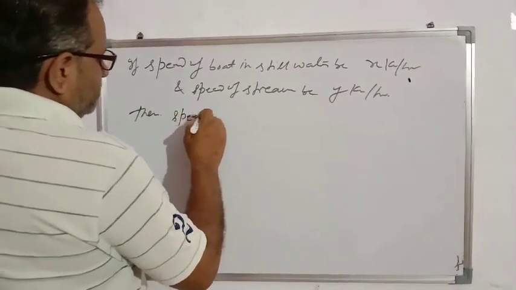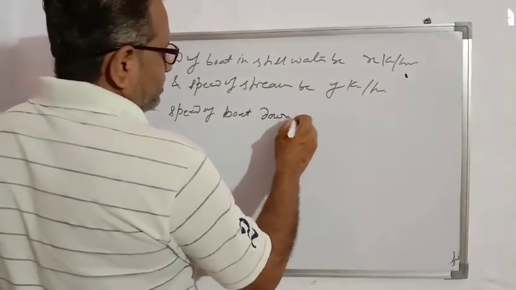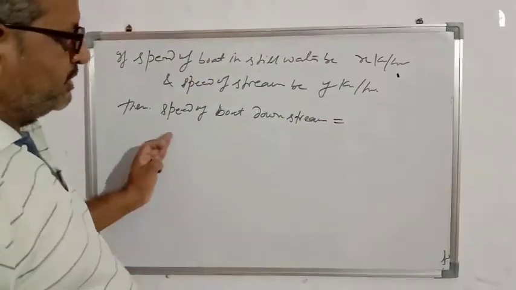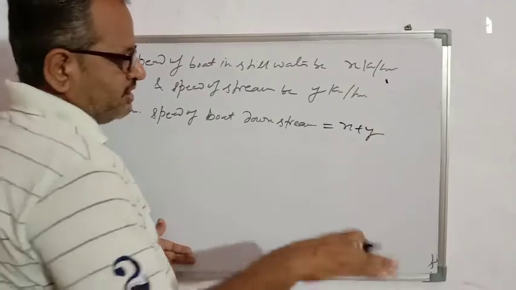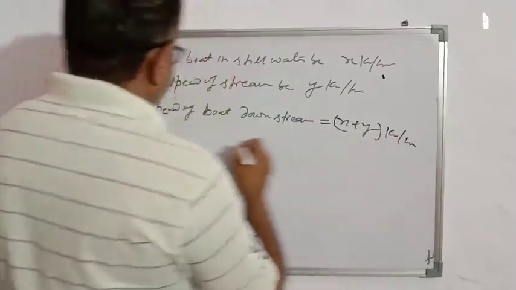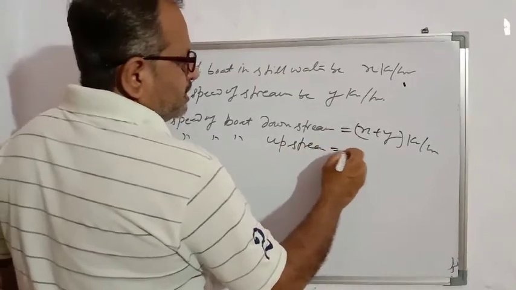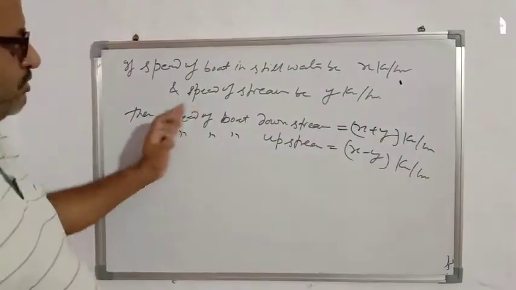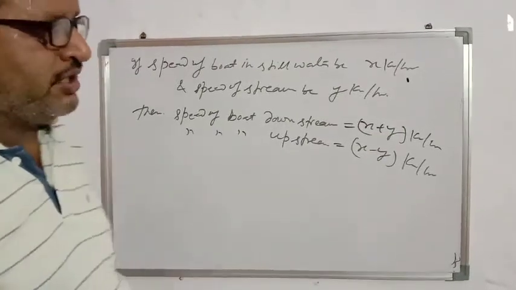the speed of the boat downstream, what will be downstream? Downstream speed will be the sum of both speeds, x plus y. Downstream means in the direction of the stream, so it will be x plus y kilometer per hour. And the speed of the boat upstream will be x minus y kilometer per hour. Downstream speed will be x plus y, upstream speed will be x minus y kilometer per hour.